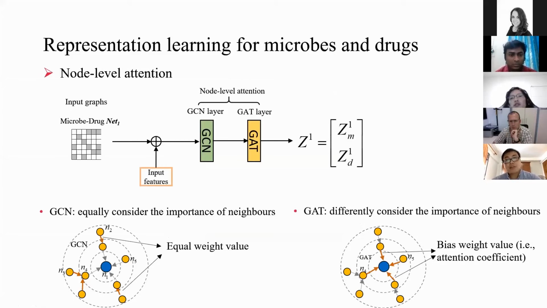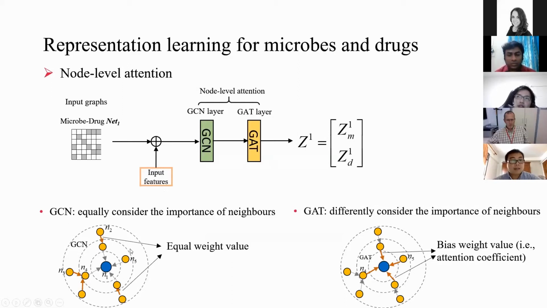First, we introduce node level attention. Here is the procedure of node level attention. The inputs include a micro-drug network and node features. We first use a GCN layer to learn the original node representation, and then use a GAT layer to further update node representation. As a result, we can obtain a representation for each node in the network.